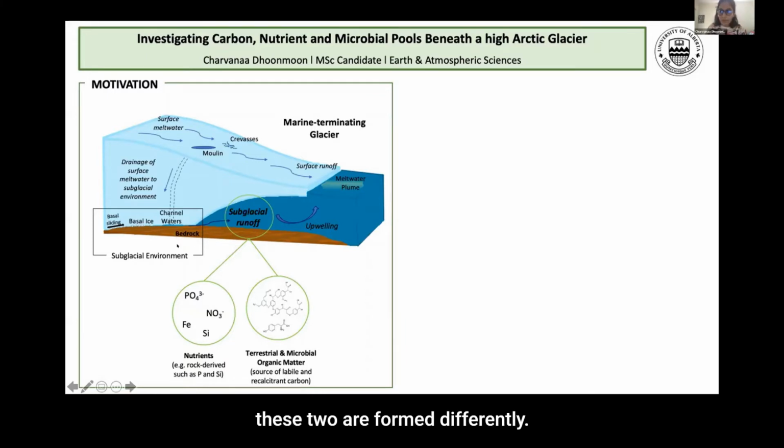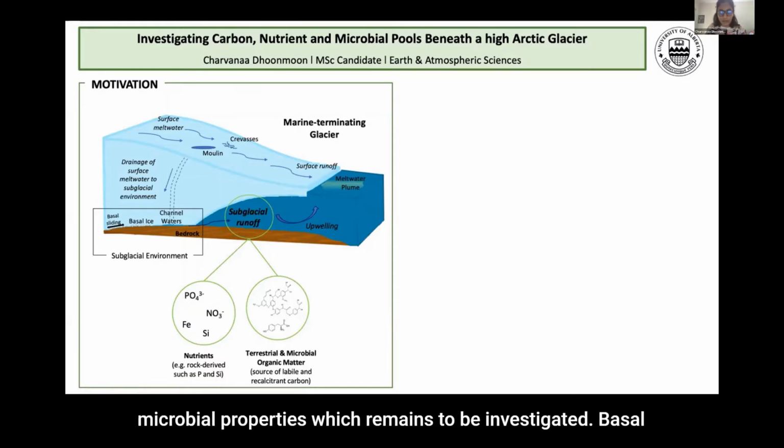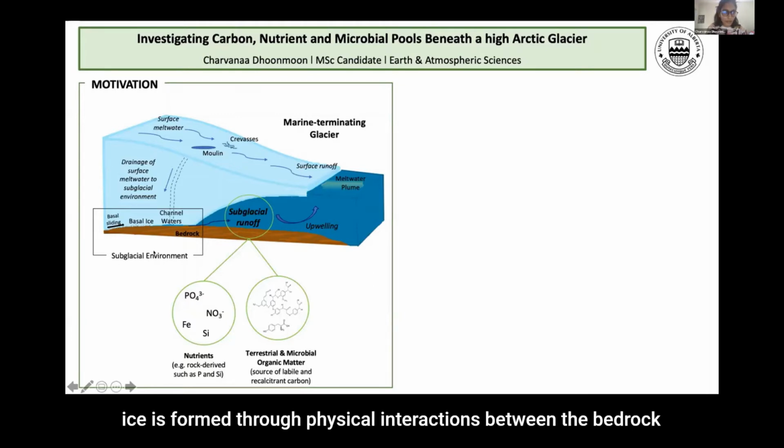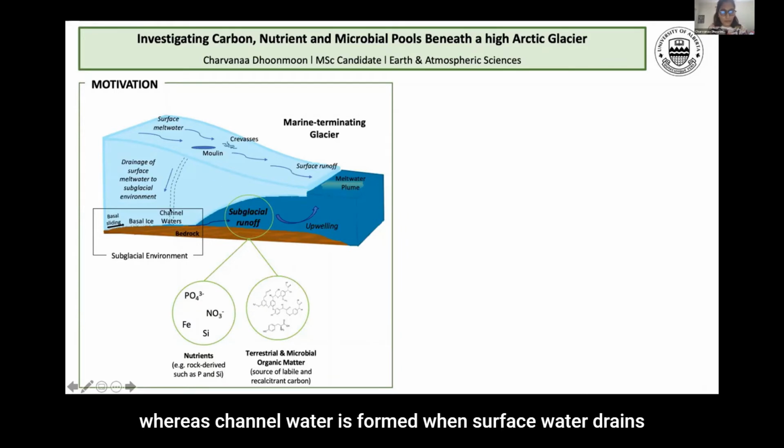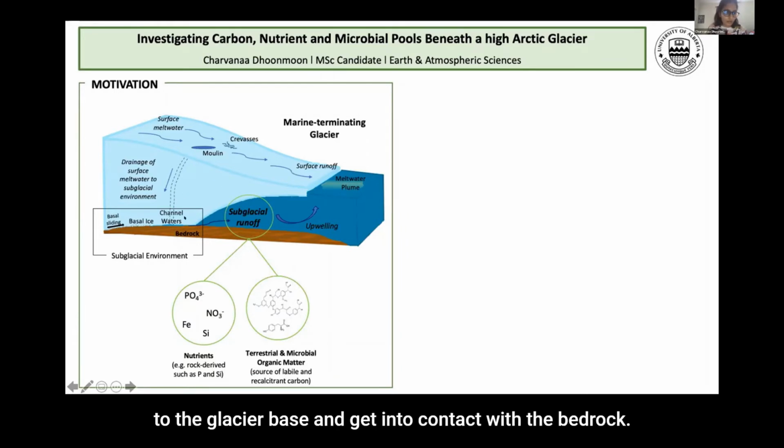Because these two are formed differently, they could have potentially different carbon, nutrient, and microbial properties, which remains to be investigated. Basal ice is formed through physical interactions between the bedrock and the glacier, whereas channel waters form when surface water drains to the glacier base and gets into contact with the bedrock.